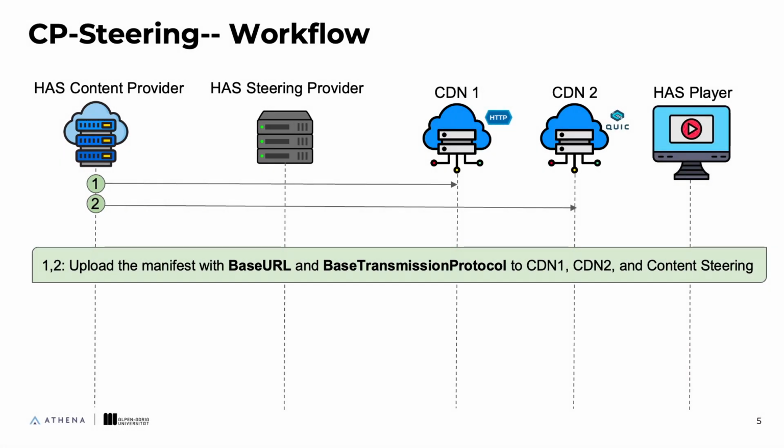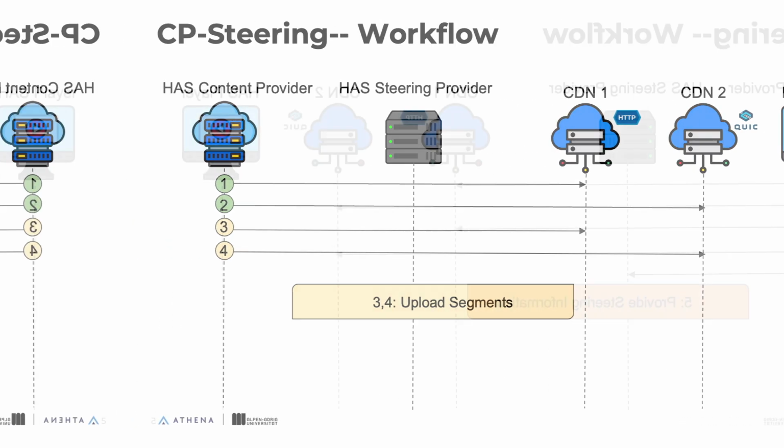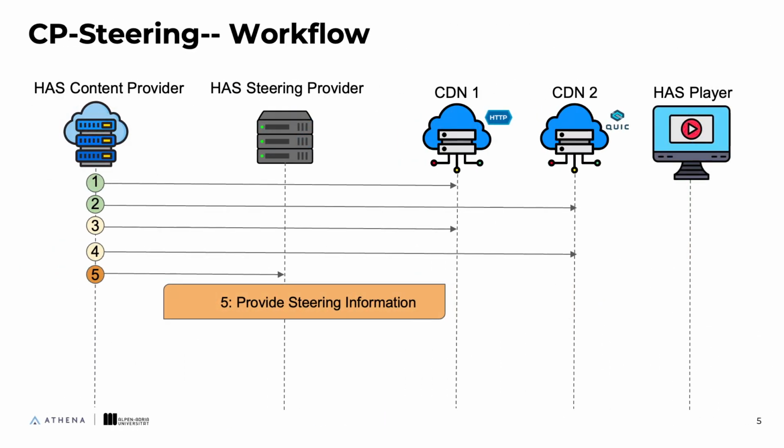If we look into the workflow of CP steering, the content provider uploads the manifest with the base URL of the CDN and the base transmission protocol to the different CDNs and the content steering server. After the manifests are uploaded, the segments are uploaded to the CDNs. It is to be noted that here, CDN1 supports only TCP, and CDN2 supports the QUIC protocol. After the segments are uploaded, the steering information is provided from the content provider to the steering provider, and when the client requests the manifest, it also requests the steering information from the steering provider.